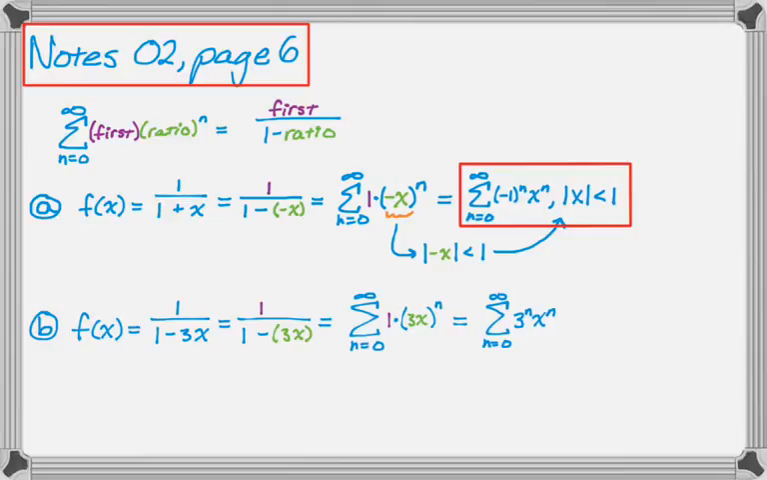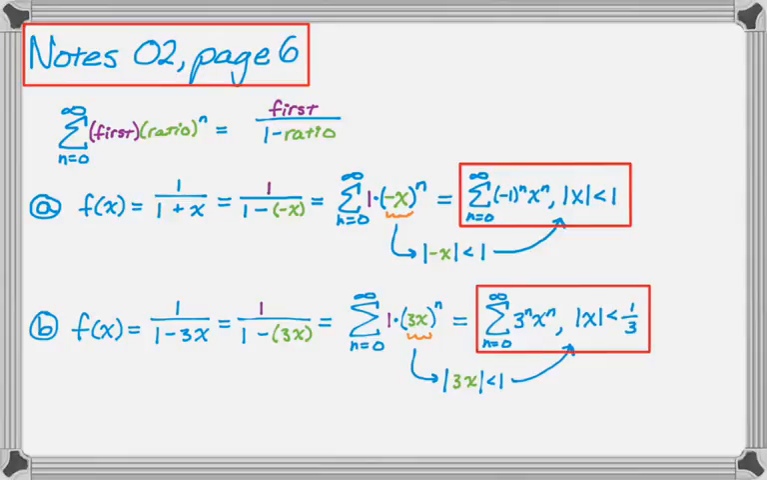So I need an interval of convergence. I look at the ratio. I know that the absolute value of that needs to be less than 1, which means that the absolute value of x must be less than 1/3. So there you go. Let's move on to the next one, which kind of takes it up a notch, so it's a little more difficult.